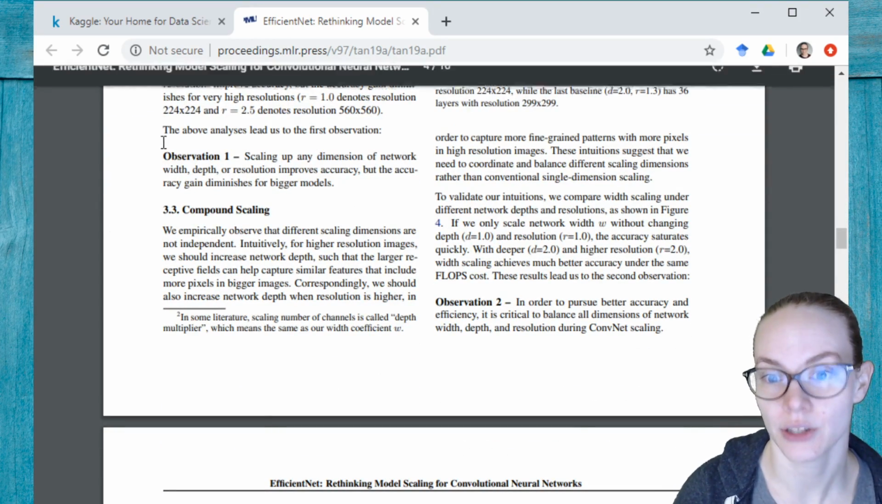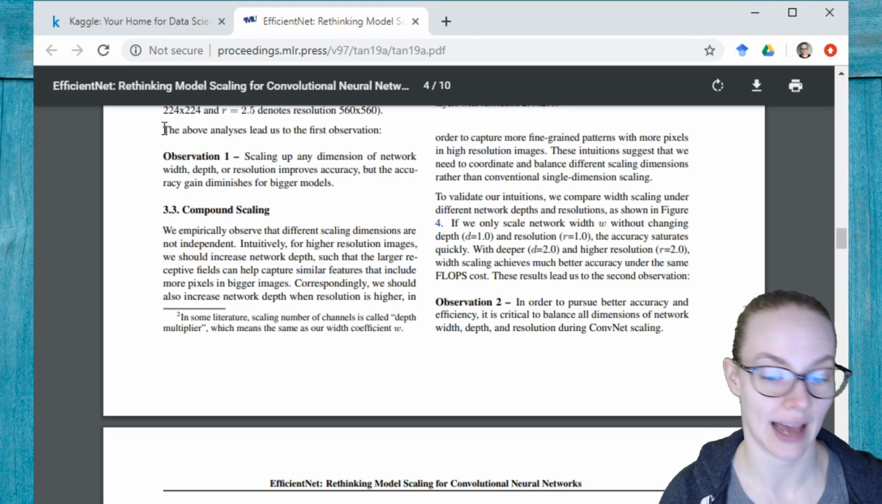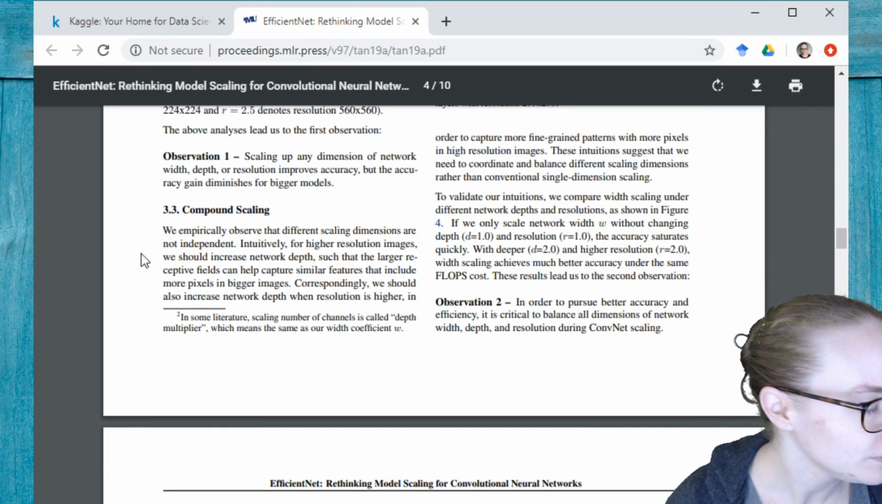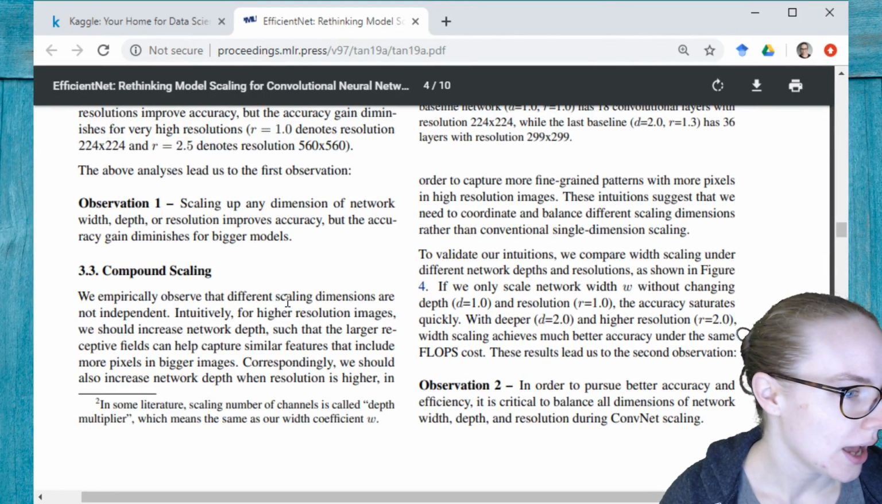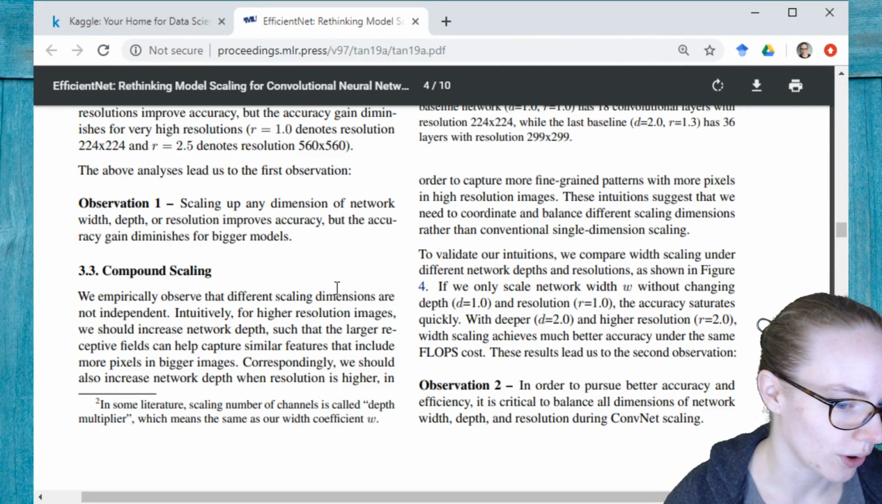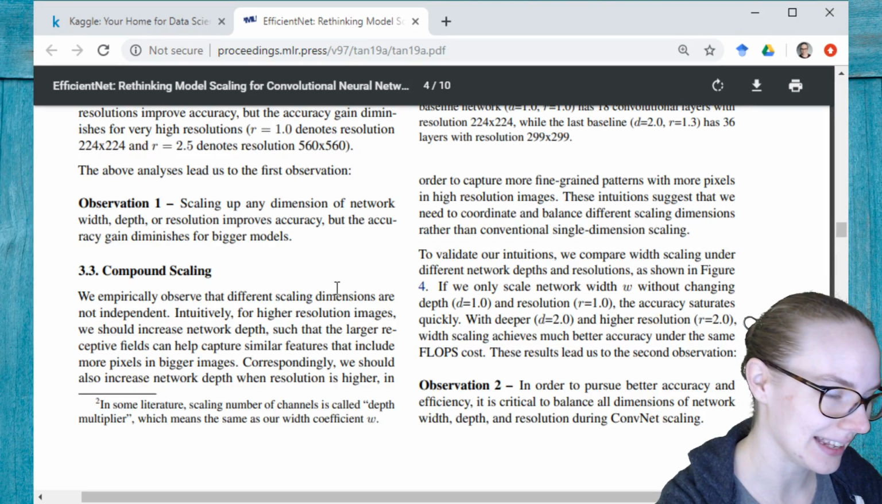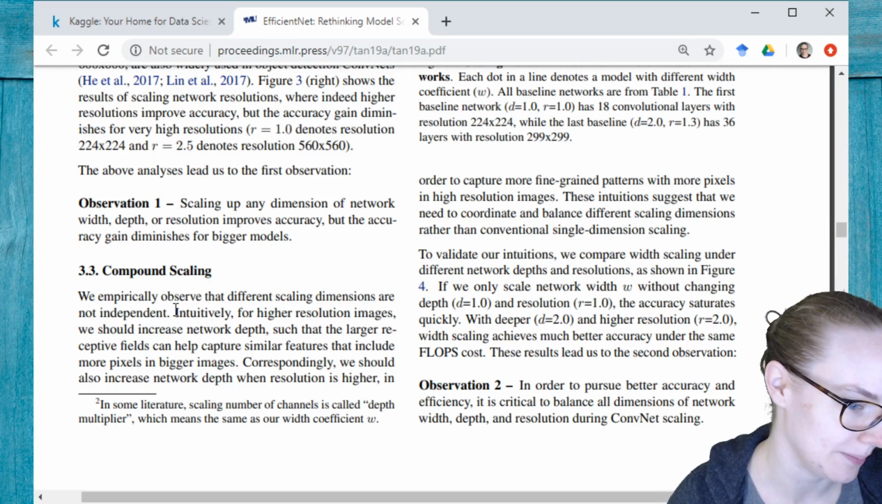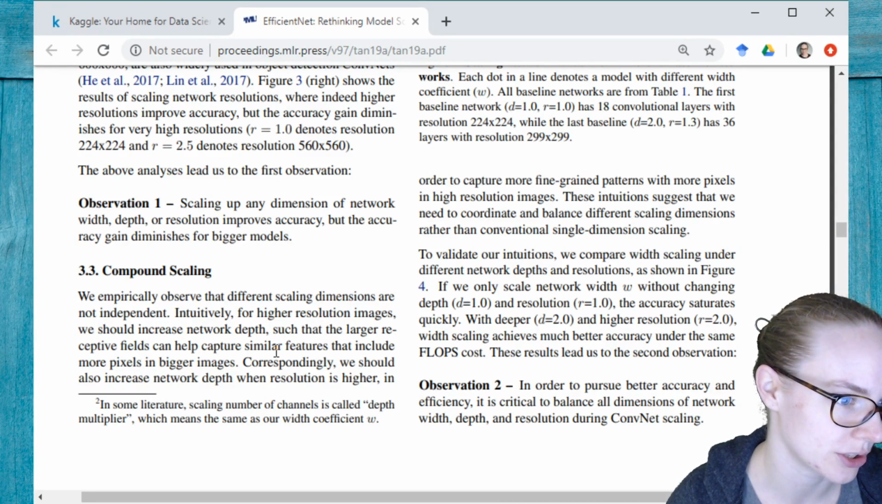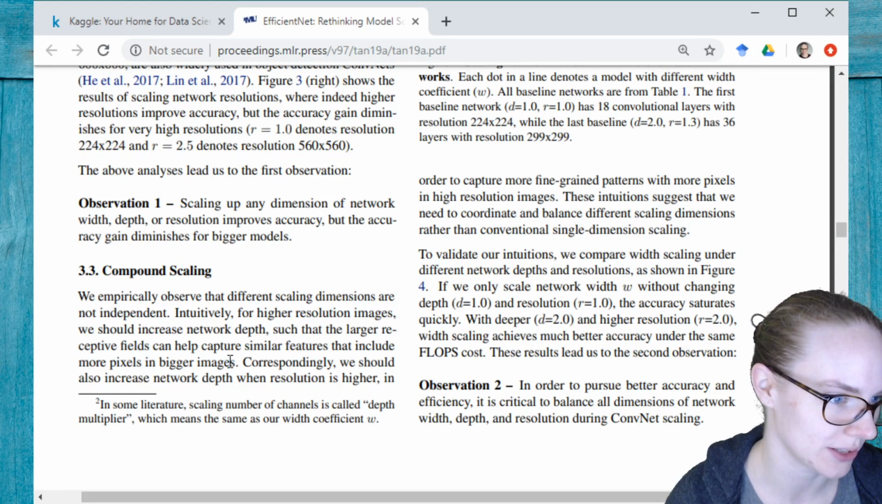All right, so what if you scale multiple things at the same time? Let's pick up here. Section 3.3, compound scaling. Let's zoom in a little bit. We empirically observe that different scaling dimensions are not independent. Intuitively, for higher resolution images, we should increase network depth such that the larger receptive fields can help capture smaller features that include more pixels in bigger images.